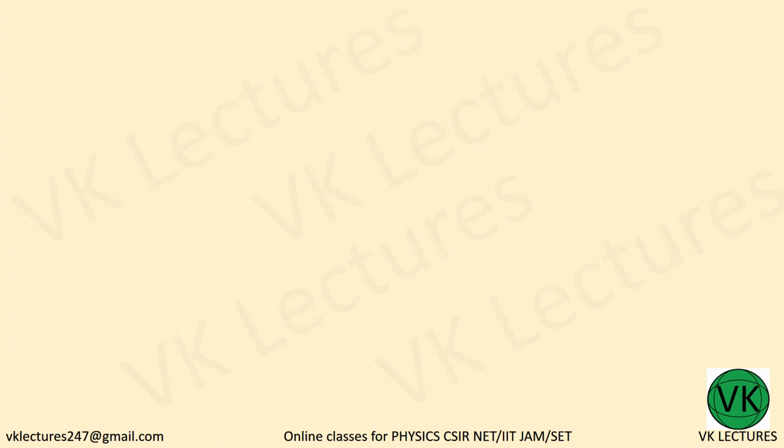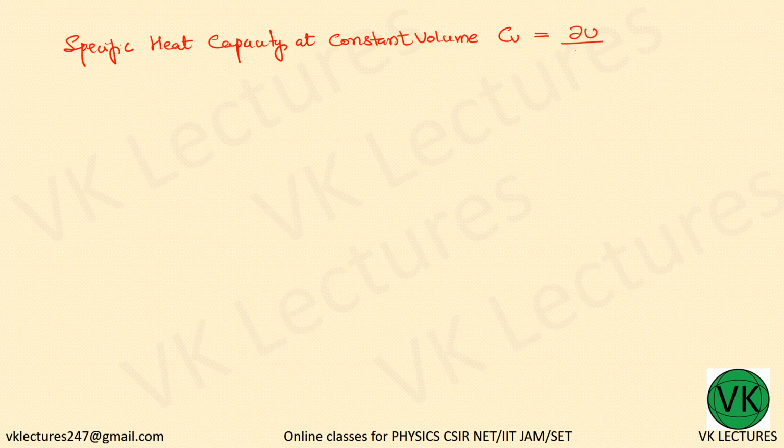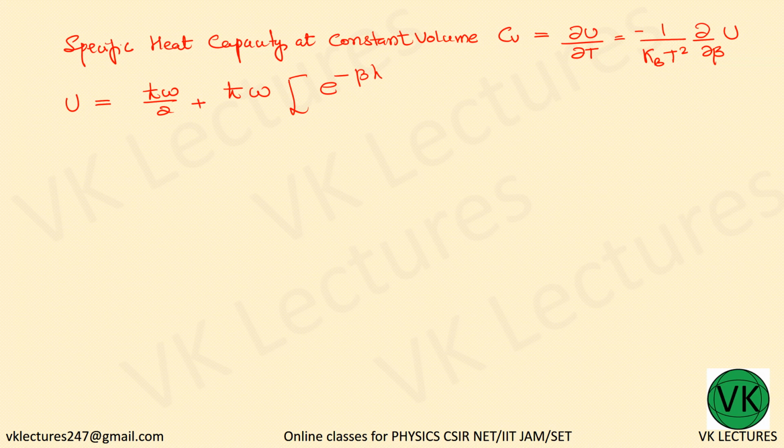Now we need to calculate the specific heat capacity at constant volume, that is CV, which is given by dou U by dou T, or dou by dou T can be written as minus 1 by kBT squared dou by dou beta of U. So we have U written in terms of h cross omega by 2 plus h cross omega into e to the power minus beta h cross omega divided by 1 minus e to the power minus beta h cross omega.